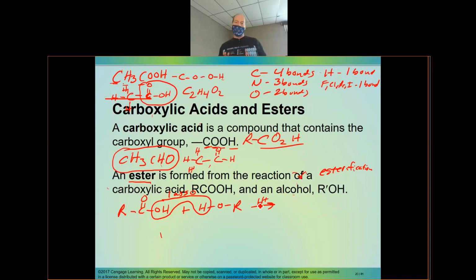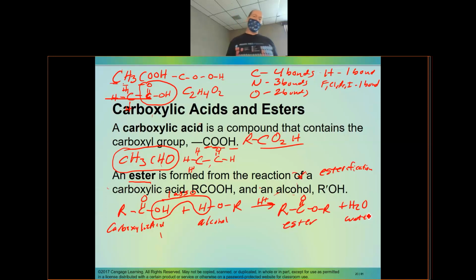So you bring the parts together, and so you have your ester, your R to your C double bond O to your O to your R, plus you've got your water. So you have started with a carboxylic acid and an alcohol, and your product is now an ester and water. All right, so we don't care about the water in organic chemistry because there's no carbon. It's not an organic product. And so we have our carboxylic acid, our alcohol makes our ester.